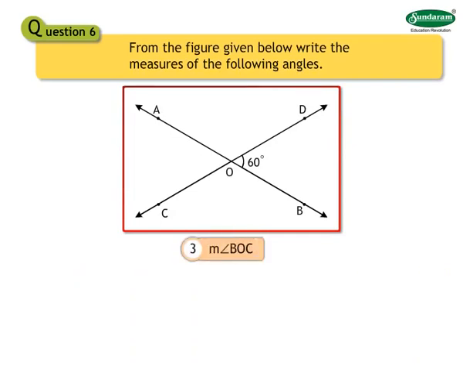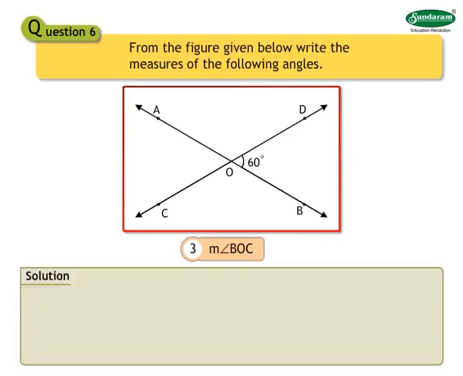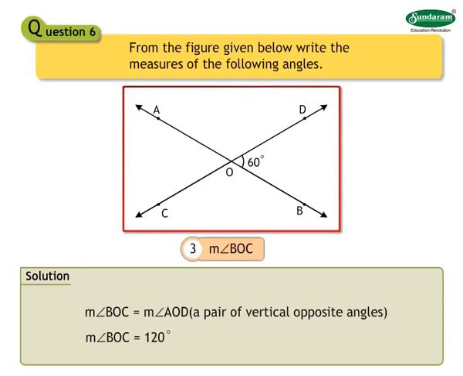Number 3. Measure of angle BOC. Solution. Look at the figure. Measure of angle BOC is equal to measure of angle AOD, as they are a pair of vertically opposite angles. Therefore, measure of angle BOC is equal to 120 degrees.